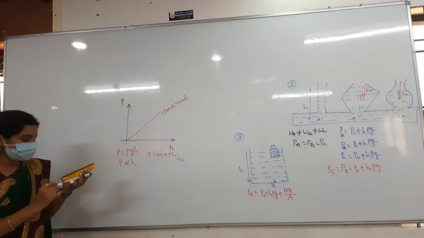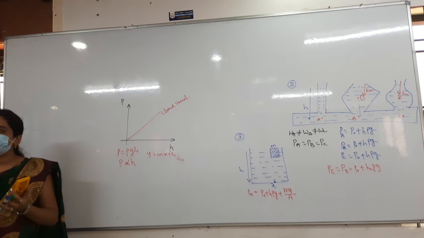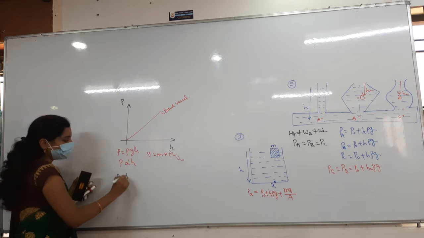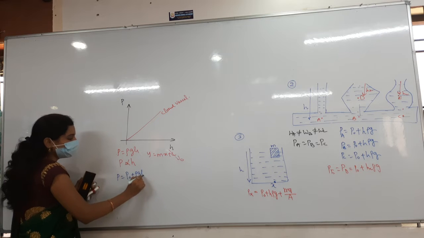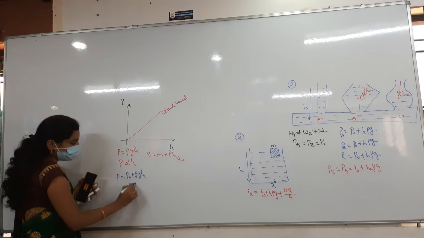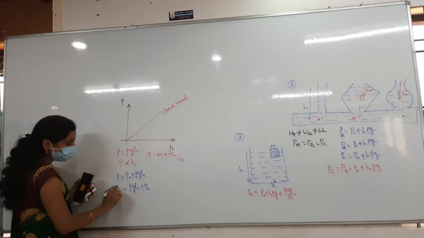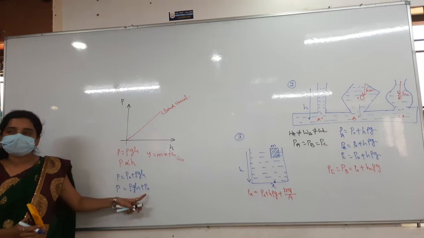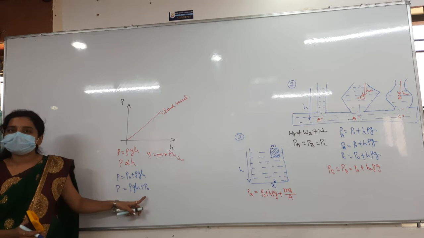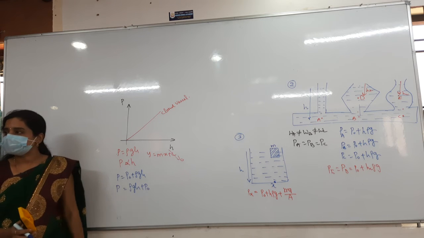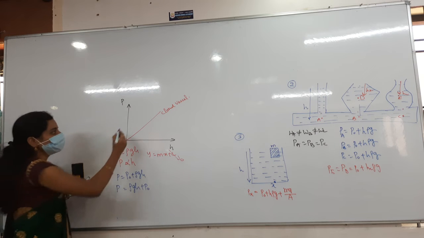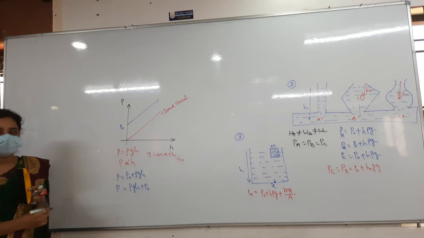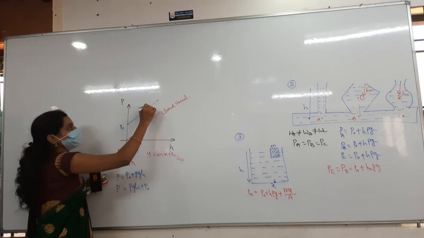Next, if I open the vessel, what is acting extra? P naught is acting extra. So P equals P naught plus rho g h. I can even write it as rho g h plus P naught. Now this is in the form of y equals mx plus c, but the intercept is not 0. Will it start from the origin or from the intercept? From the intercept value it will start. So from here it will start. Let me take the value here as P naught. So this is the open vessel.